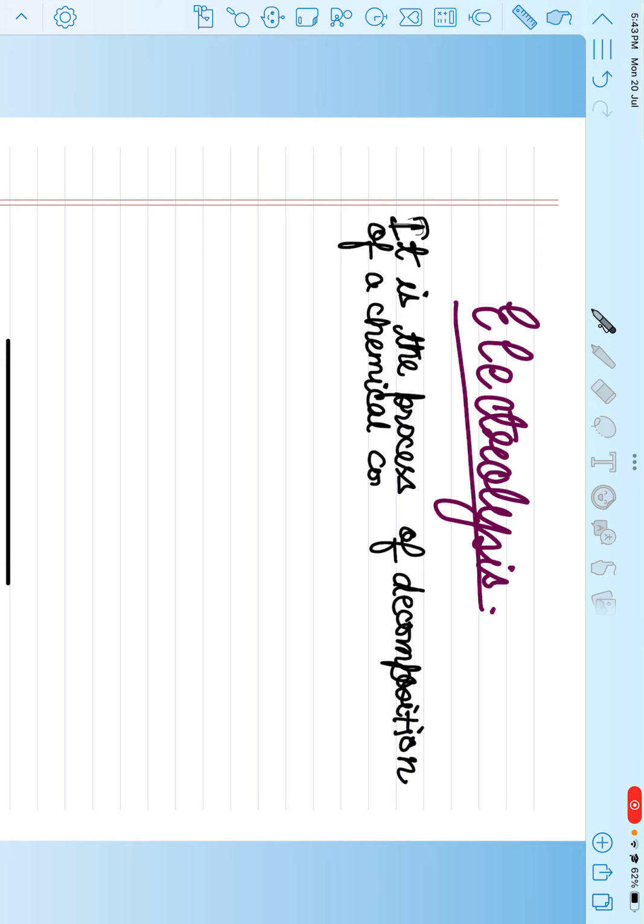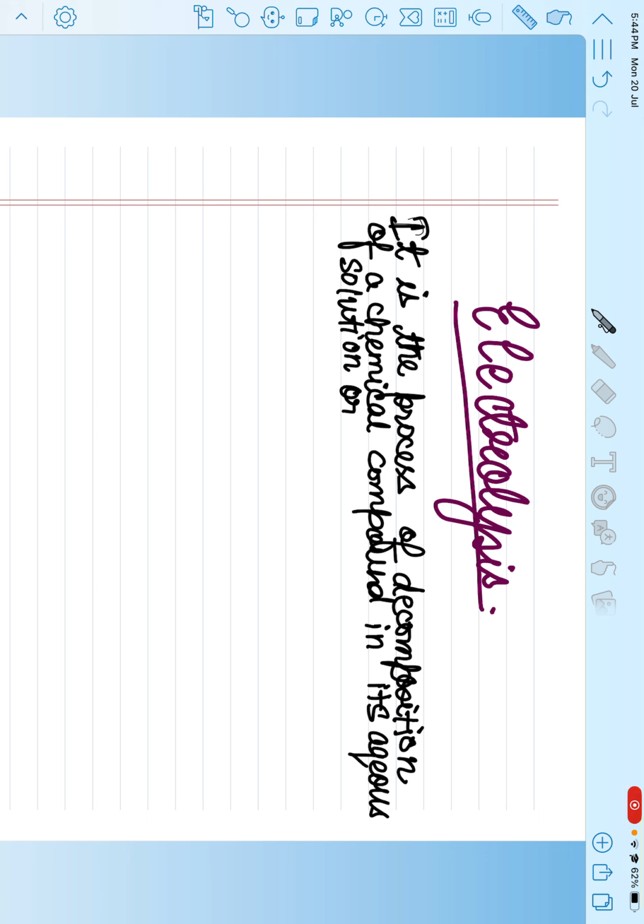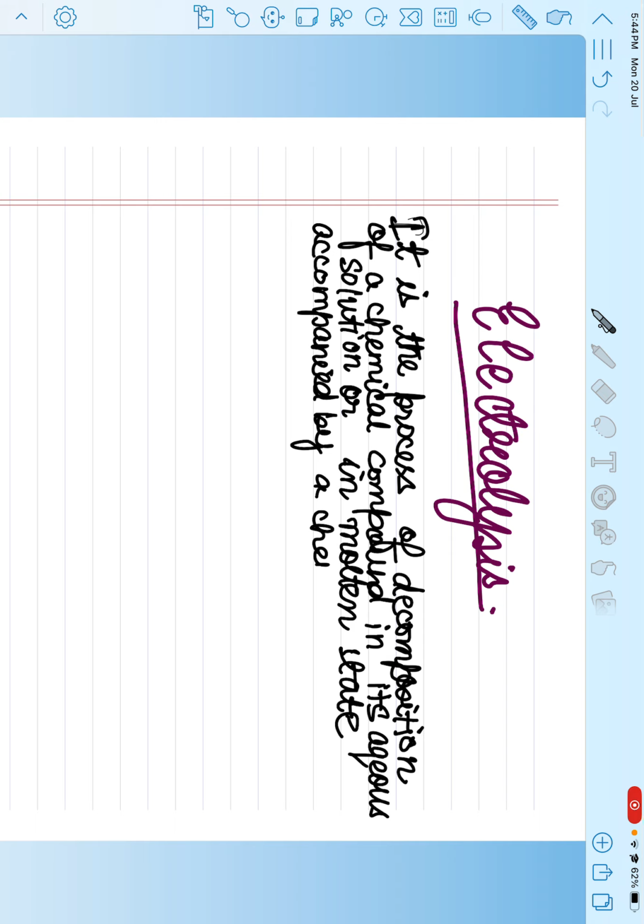ऐसा वैसा chemical compound नहीं, ऐसे भी मैंने किसी भी कंपाउंड को लिया उसको डिकम्पोज कर दिया, it's not like that. It is the process of decomposition of a chemical compound in its aqueous, यानी पानी में घुल के जो डिजॉल्व सोल्यूशन बनाते हो, एक्वियस सोल्यूशन. और नहीं तो हम उसे मेल्ट कर सकते हैं, in its molten state. So it is the process of decomposition of a chemical compound in its aqueous solution or in molten state, accompanied by a chemical change. यहाँ पे सिर्फ डिकम्पोजिशन नहीं होता, एक केमिकल चेंज भी होता है.